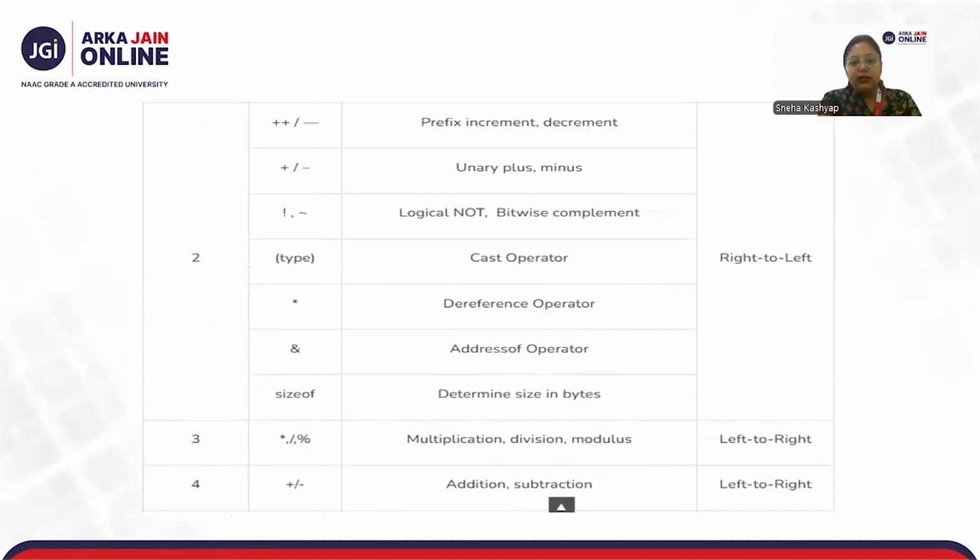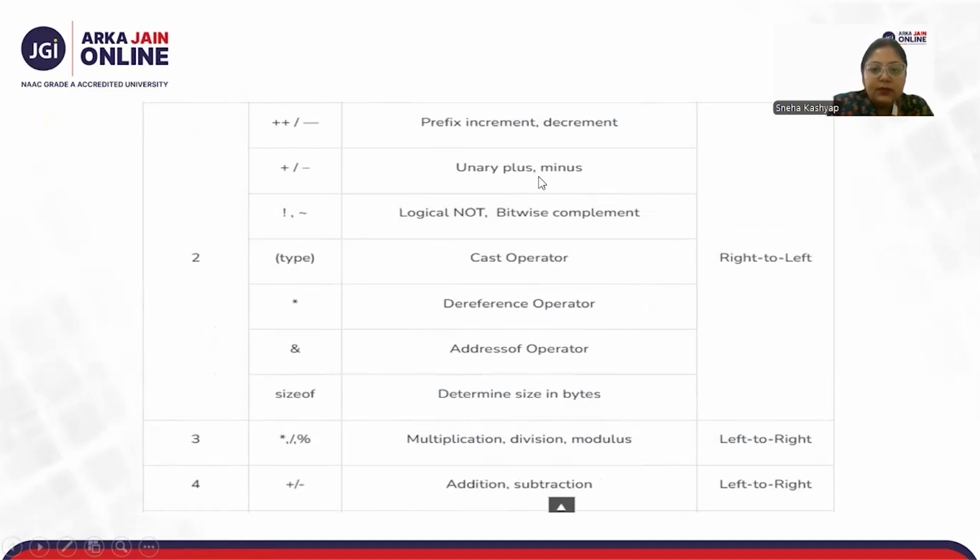Moving to the next part, the second one. These are another type of operators. We have increment and decrement, followed by unary plus and minus. The increment and decrement operators use associativity as right to left, and they have a precedence value of 2.